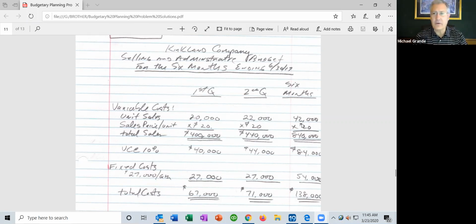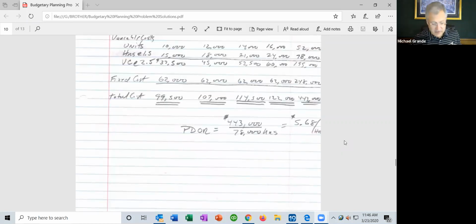Let's look at the second quarter, going through the same process. Have to first calculate total sales. 22,000 units, $20 a unit, total sales $440,000. The variable cost is 10% of total sales, $44,000 in variable costs. Fixed cost per quarter, $27,000. Variable plus fixed equals total, $71,000 total expense. For the 6 months, just add it all together. Let's go back and look at exercise 13.